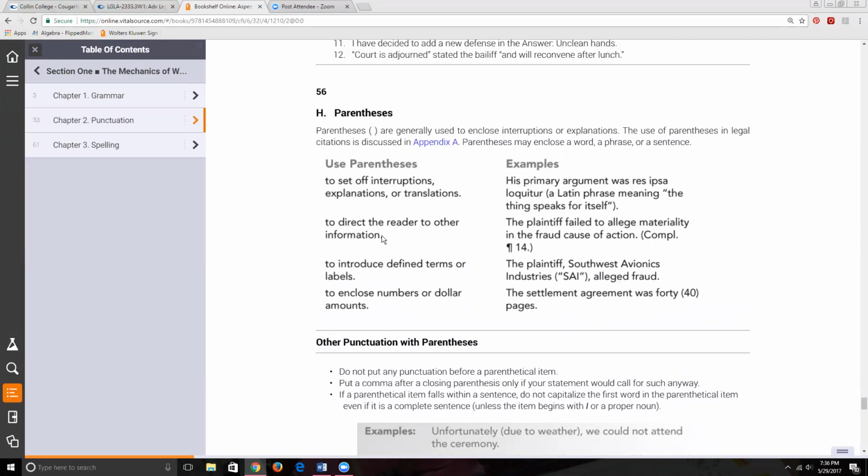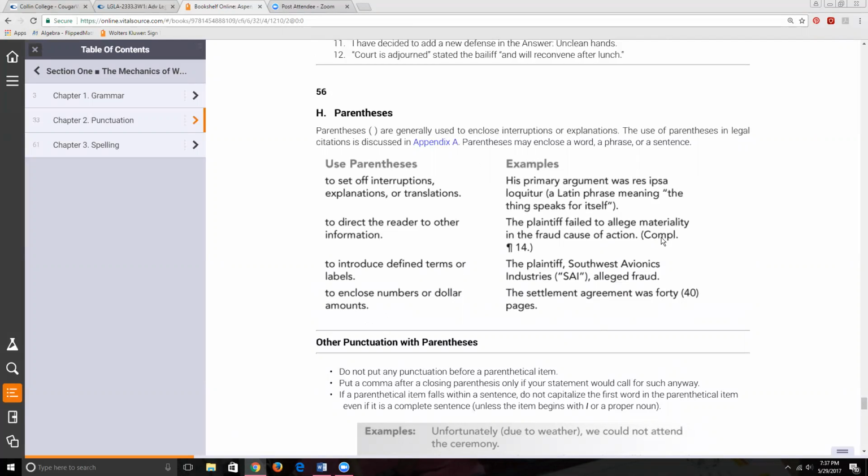To direct the reader to other information, this is very common, and sometimes you have to do this in terms of Blue Booking and citing, say, in appellate briefs. Where I'm the judge, you are saying that the plaintiff failed to allege materiality in the fraud cause of action. Well, tell me where. Well, prove that to me. Oh, okay, I can find it in complaint paragraph 14. Or I can find it's not there in complaint paragraph 14. Okay, so now I'm going to flip over to that. Oh yeah, you're right, it's not there. Okay, so that is telling me where to find that particular information.